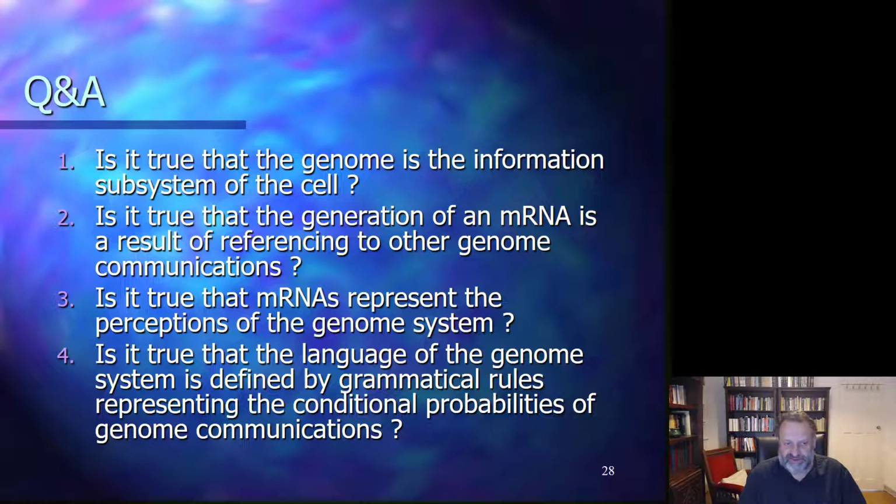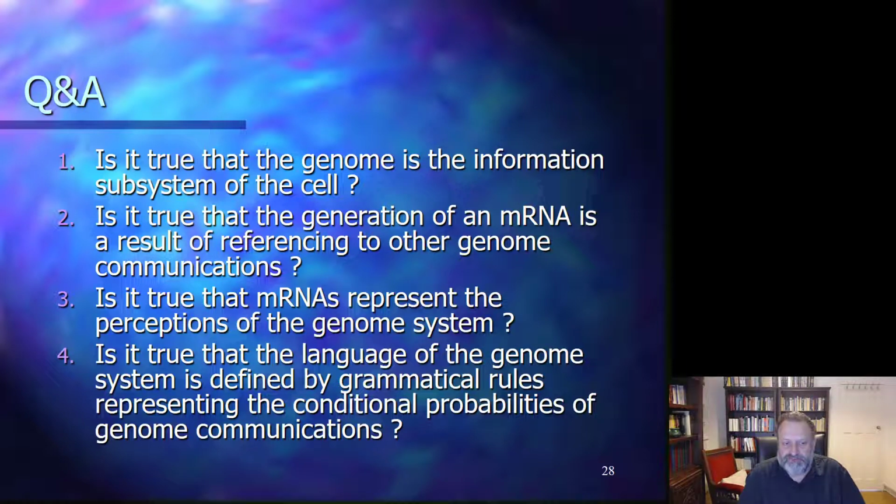Second question: is it true that the generation of an mRNA is a result of referencing to other genome communications? And what we said is that indeed this is the case, because the generation of an mRNA is the result of many molecular interactions involving RNAs and proteins, which follow a number of molecular interactions that involve the DNA and RNAs and proteins. So in this sense, the production of an mRNA is a result of the referencing of other genome communications.